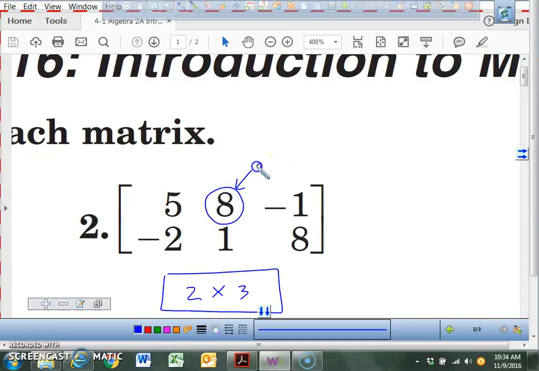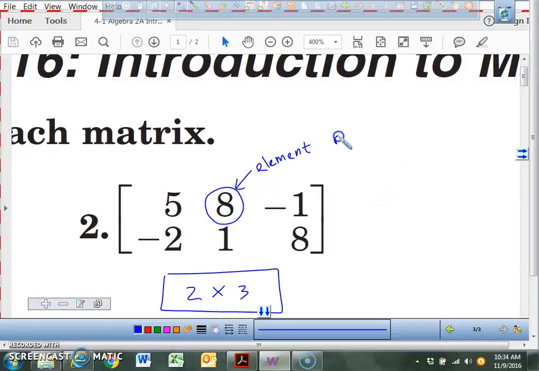Now, interestingly, let's look at number 8 right here. Number 8 is referred to just by itself. This is considered to be an element within the matrix. Now, this element is in a particular location in the matrix. If I said, locate me number 8, well, actually I have 2 number 8s, so that's not a bad idea.